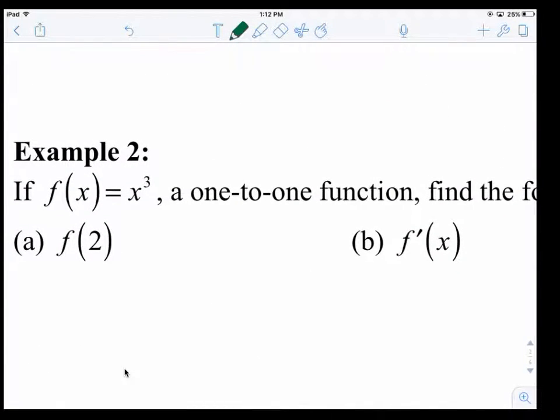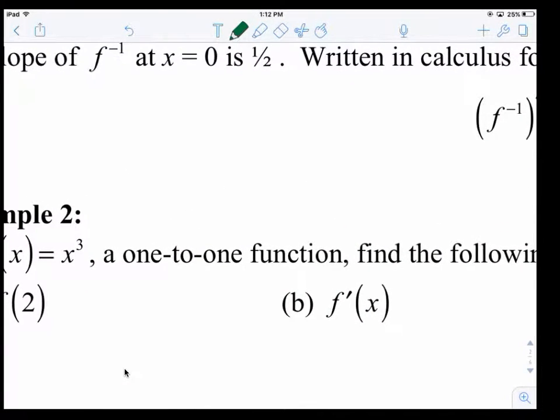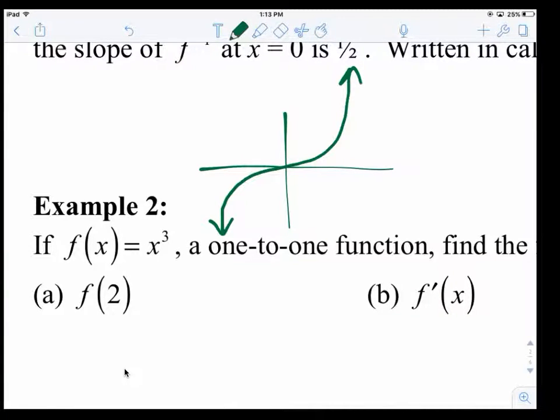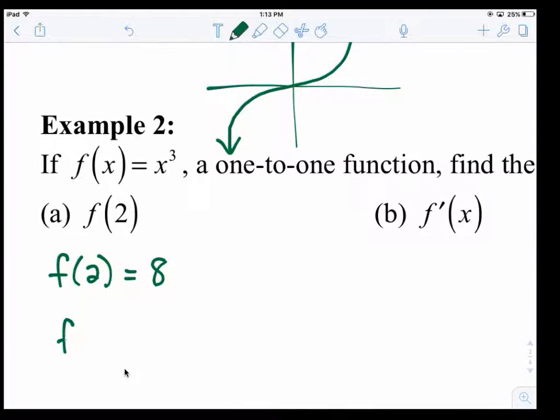Okay, so I have x cubed. We're saying that it's 1 to 1. All right, so that means every x goes with one y, every y goes with one x, looking something like that. So it says find the following. So we have f of 2 is what? f of 2 would be 8, right? So that means that f has a point (2, 8). Since f of x is a 1-to-1 function, that means I can find an inverse for it.